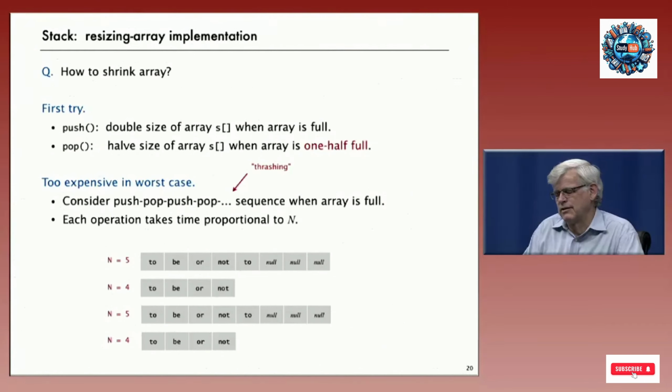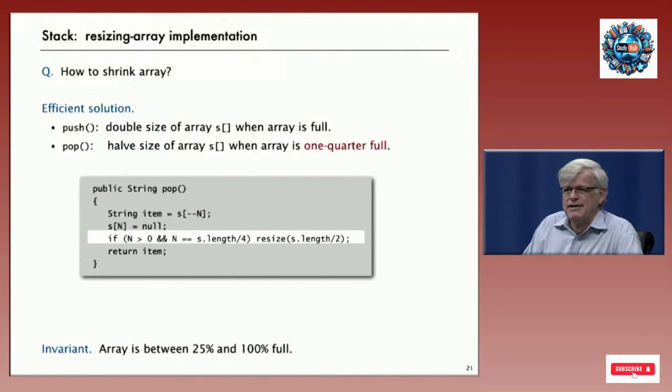If the client happens to do push, pop, alternating when the array is full, then it's going to be doubling, halving, doubling, halving, doubling, halving, creating new arrays on every operation, taking time proportional to n for every operation, and therefore quadratic time for everything. So I don't want to do that. The efficient solution is to wait until the array gets 1/4 full before you have it.